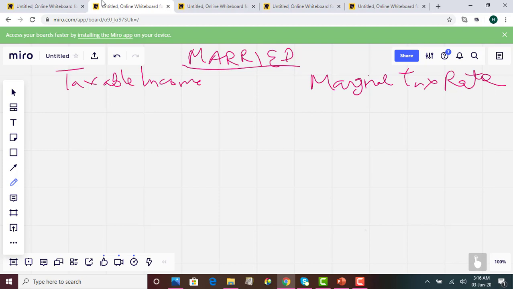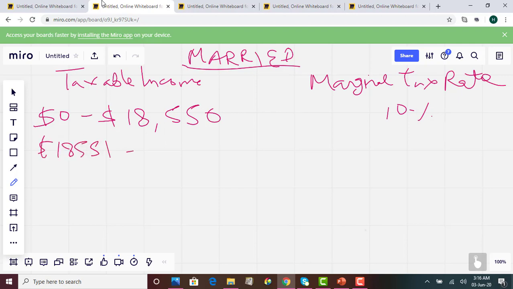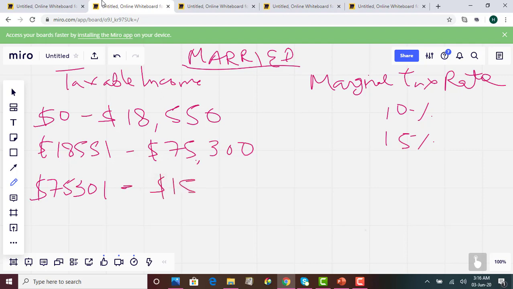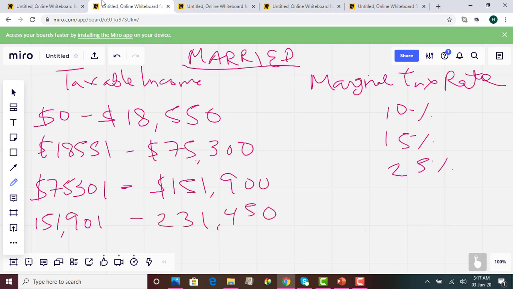Okay, so let's say taxable income is between 0 to, this is the first level, and we still have 7 levels. Here it's 10%. Then from 18,551 to 75,300, it's 15%. Then from 75,301 to 151,900, it's 25%. Then 151,901 to 231,450, it's 28%.